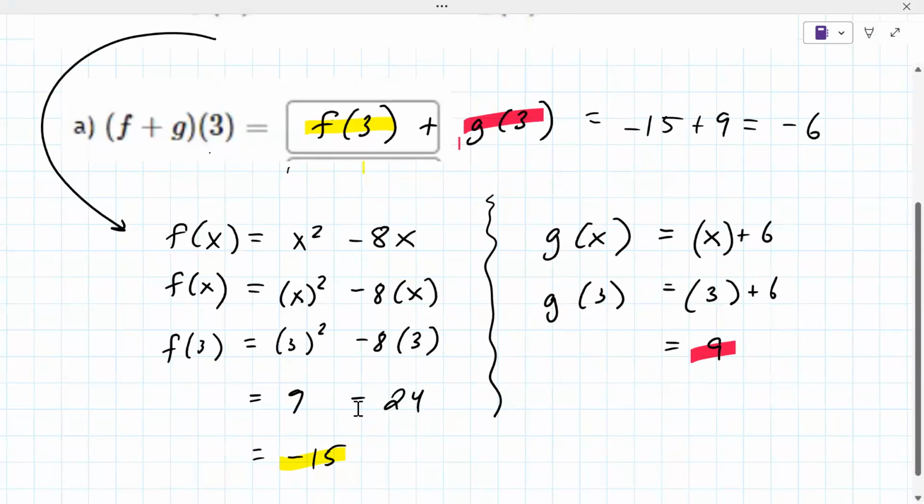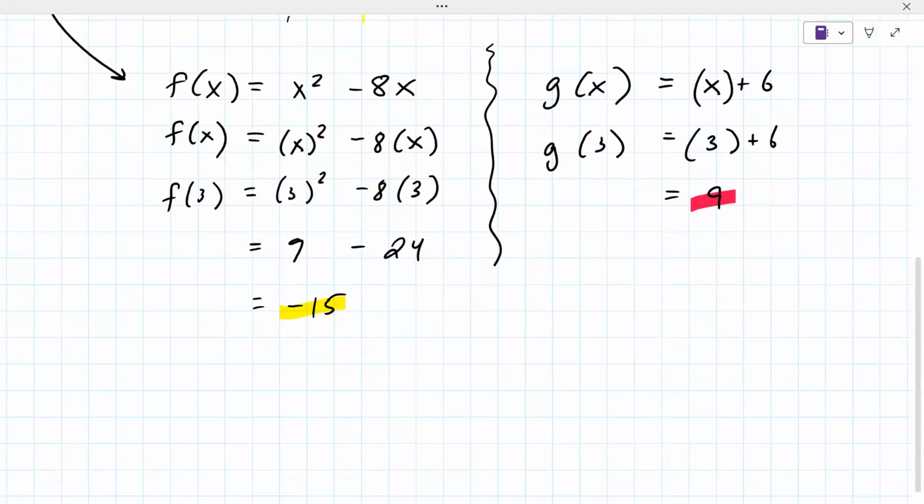So that is part A. I apologize for not making that clear. We had to do both of them.